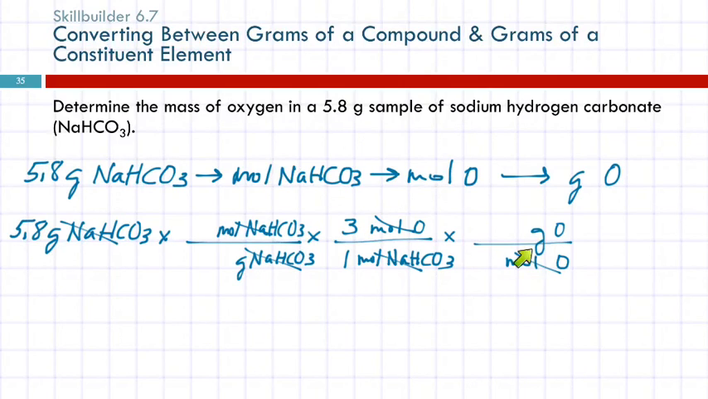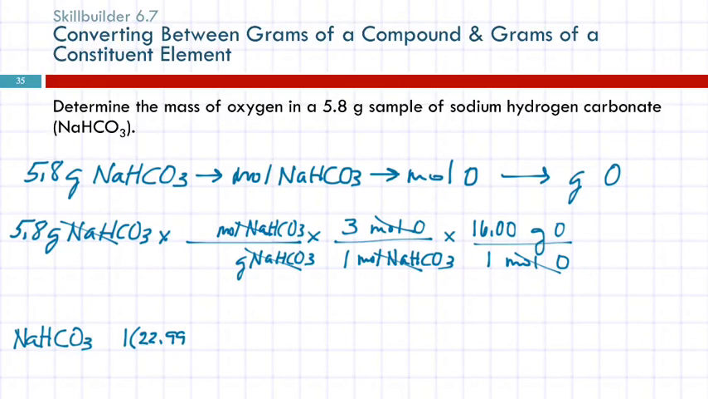I like this one next because it's just the element. Get the number off the periodic table. 1 mole of oxygen weighs 16.00 grams. And then this one's a little trickier. I need to calculate it. So I look at that formula, NaHCO3. I have 1 mole of sodium.